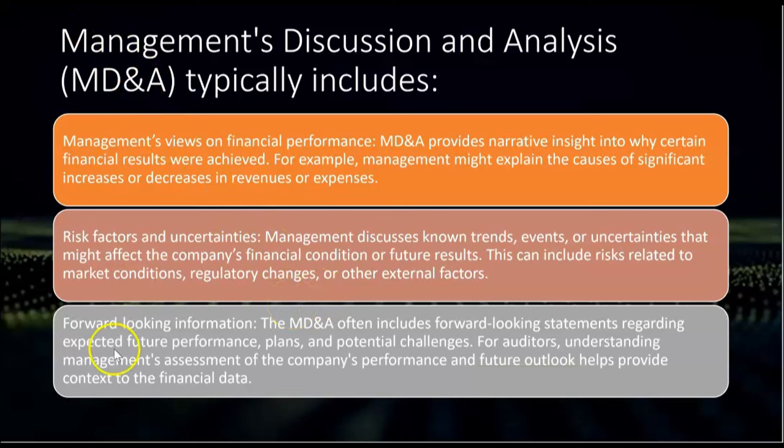Also included in MD&A, forward-looking information like forecasts and projections, forward-looking statements regarding expected future performance, future plans, potential challenges in the future. For auditors, understanding management's assessment of the company's performance and future outlook helps to provide context to the financial data. And that's sometimes the right answer to a multiple choice question on MD&A: the idea that MD&A is qualitative information that helps provide context to quantitative financial data.